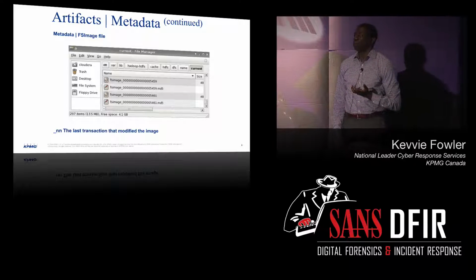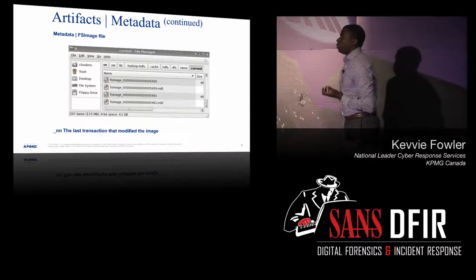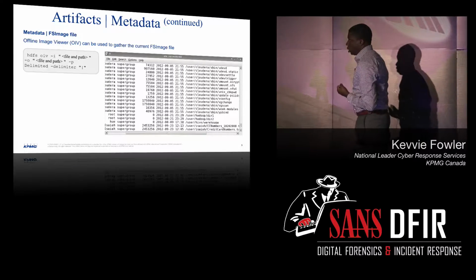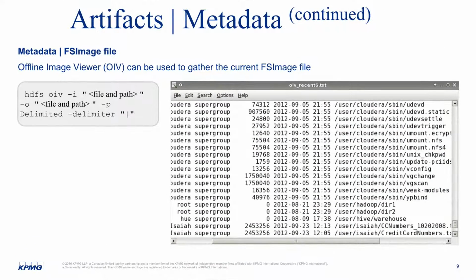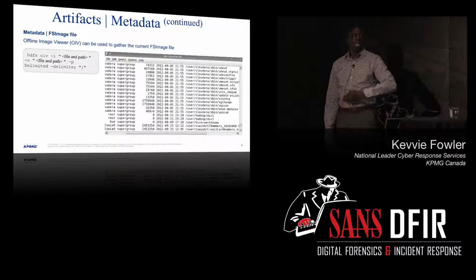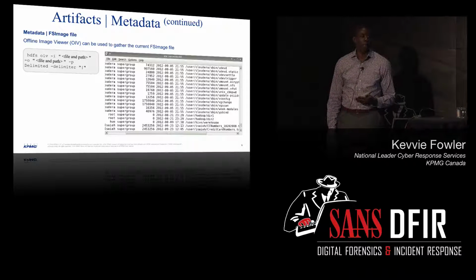FS image. And that begs the question, how do you actually get information out of the FS image? There's an integrated utility known as Offline Image Viewer, and that allows you to actually extract information. You can put a delimiter in there as well, so you can export that to a file, and you can incorporate that into whatever timeline application you're using to factor that into the broader investigation. What's happening in the network, what's happening in the operating system, and now what's happening within Apache Hadoop.